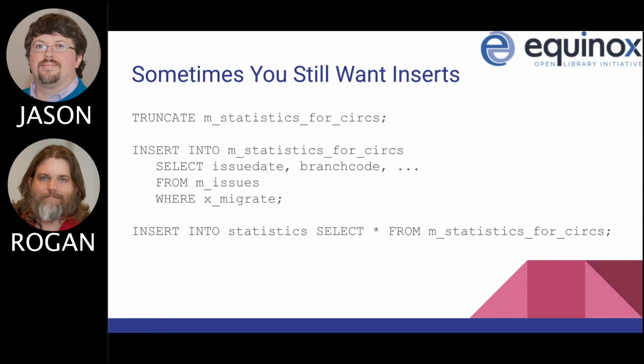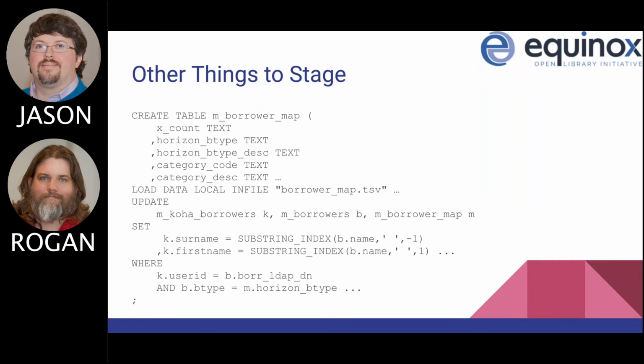in Koha. And this is specifically for circulations. But you might have another staging table that's intended for statistics, but it's for something else related to binds or whatever. And finally, other things you might want to stage.